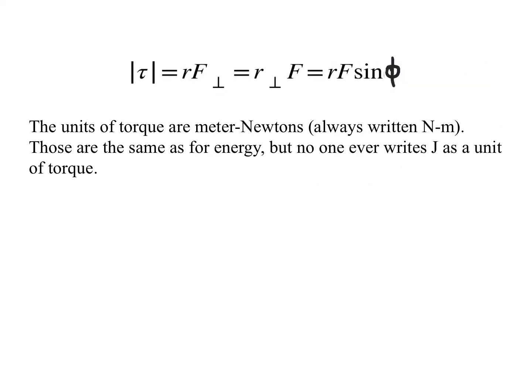The units of torque are meter newtons, which is always written as Newton meters. It's always written that way because we don't want to think that it's millinewtons, so it's N in front of the M. These turn out to be the same units as energy, but no one ever writes joule as a unit of torque, and no one ever writes energies as units of torque, or torques as units of energy. It's weird that we have two different things that have the same units but get different names, but that's because they don't directly translate into each other.